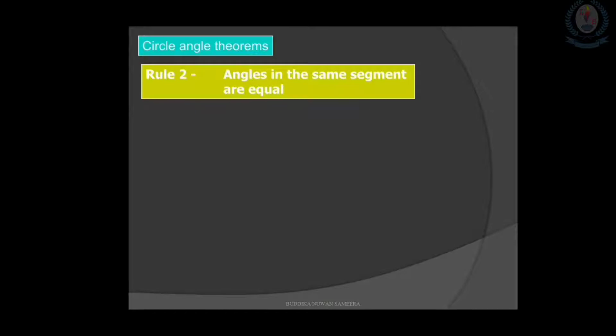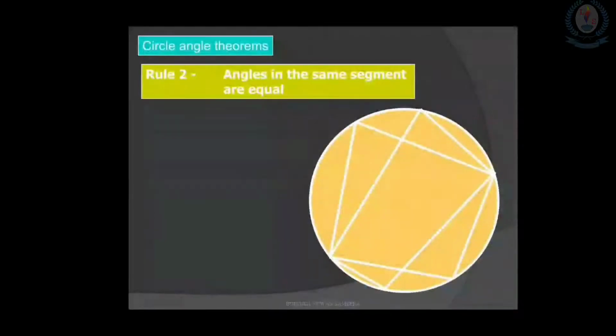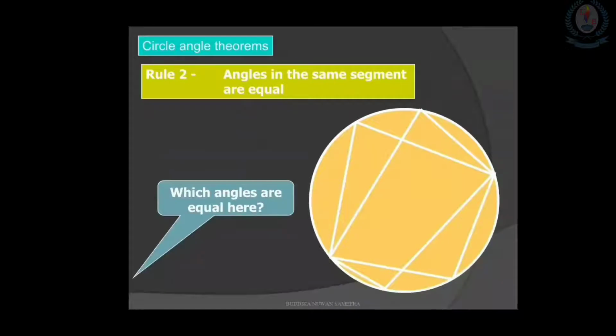So theorem number 2: angles in the same segment are equal. Now here you can see this diagram. Which angles are equal here? Angles in the same segment should be equal. You can see these red crosses, those angles should be equal because they are in the same segment. Not only those angles, you can see the black crosses, those angles also should be equal because they are also in the same segment.